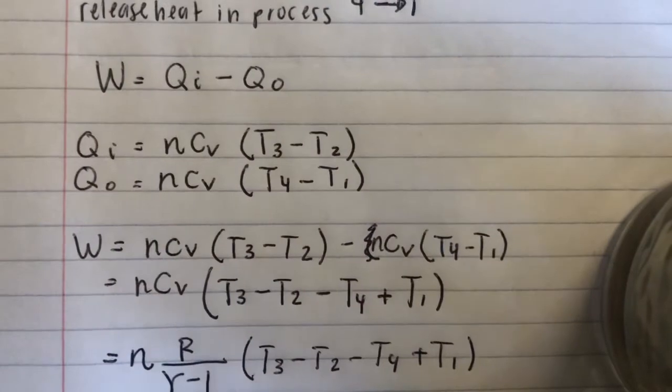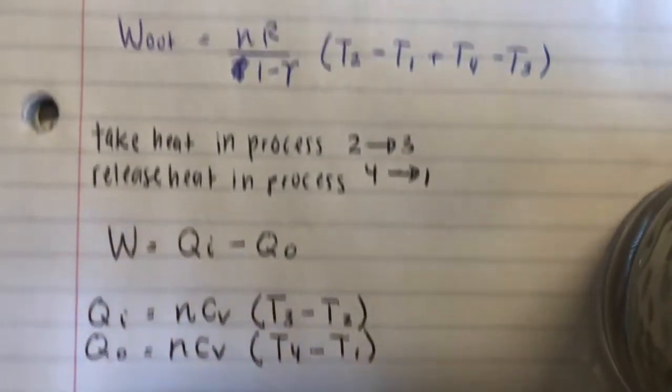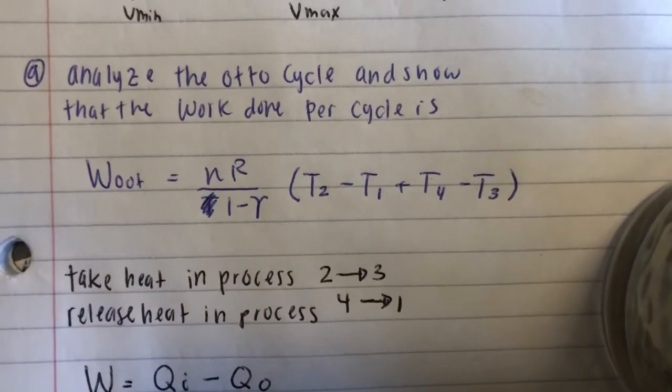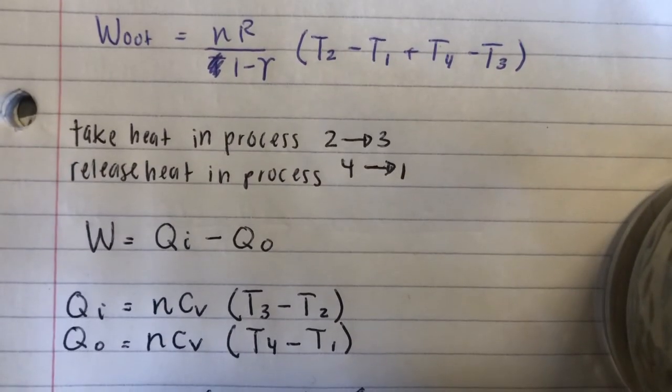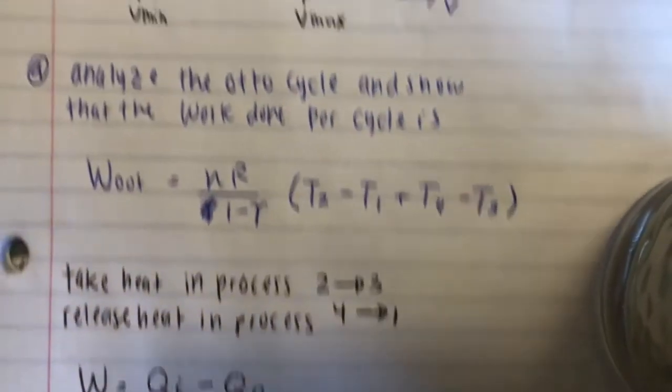So pretty much you just do some algebra to prove this equation. And you only use these two processes because these are the only processes in which heat is being exchanged. So that is why we're only using those two. And that is the final answer.